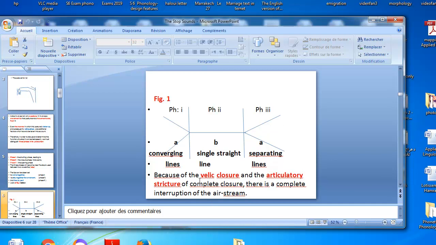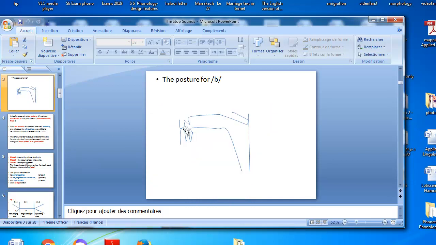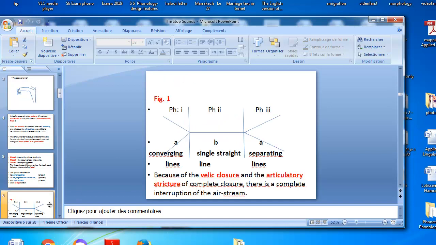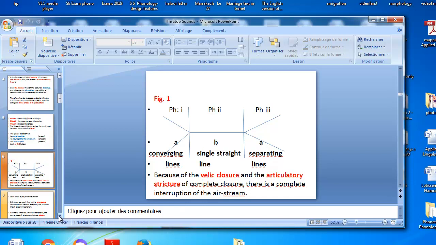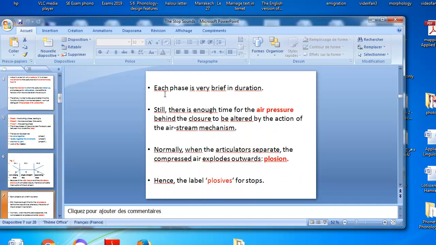Now, because of the Velic closure and the articulatory stricture of complete closure, there is a complete interruption of the air stream. Remember what we said in here. This is the articulatory stricture and this is the Velic closure. The air is being held here. There is a complete obstruction of the air. So this is what we said here. Because of the Velic closure and the articulatory stricture of complete closure, there is a complete interruption of the air stream.